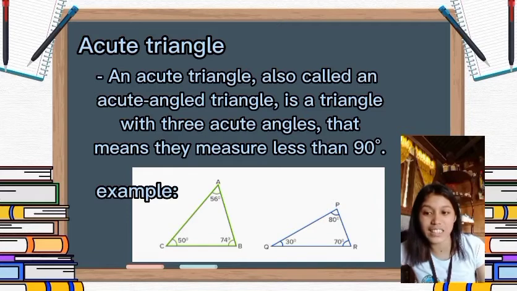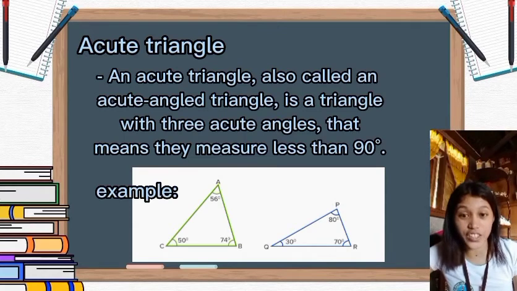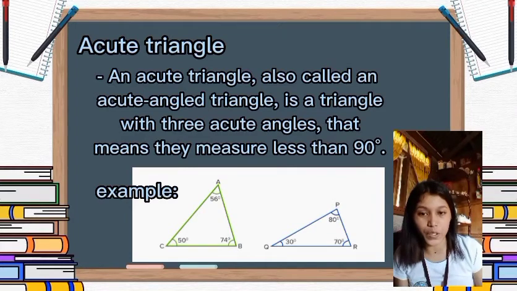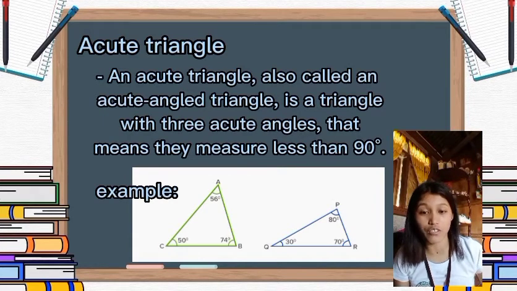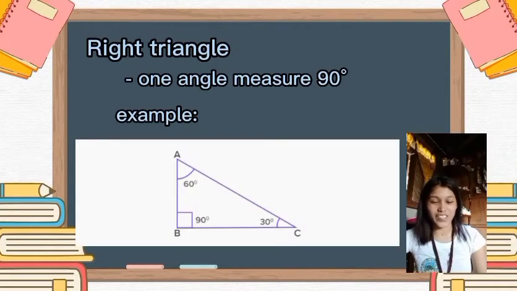If you add the three measurements of the angles, they should sum up to 180 degrees. So every triangle has a 180 degree measurement. Always remember that every triangle has 180 degrees. Like sa given example, the 56 degrees, the 74 degrees, and the 50 degrees. If you add the three angles, it is equal to 180 degrees.